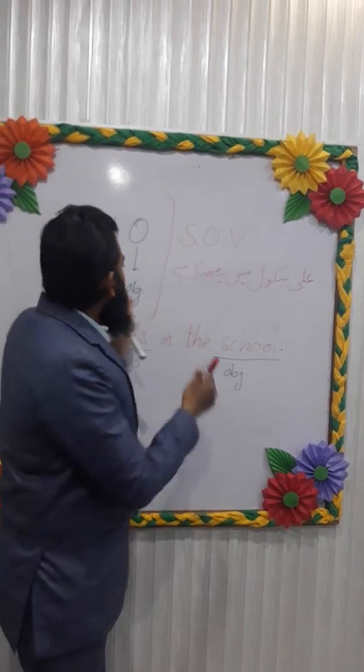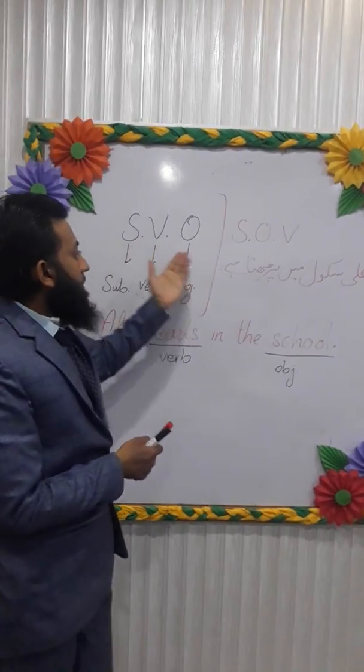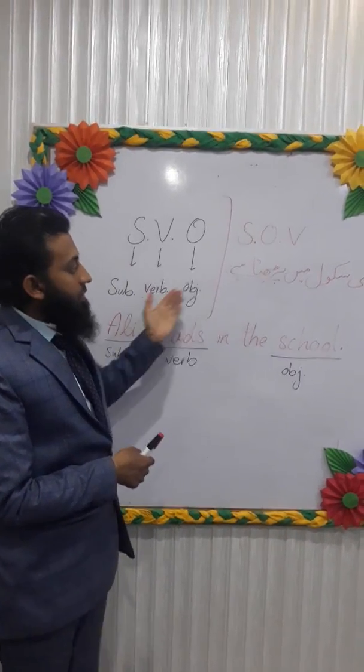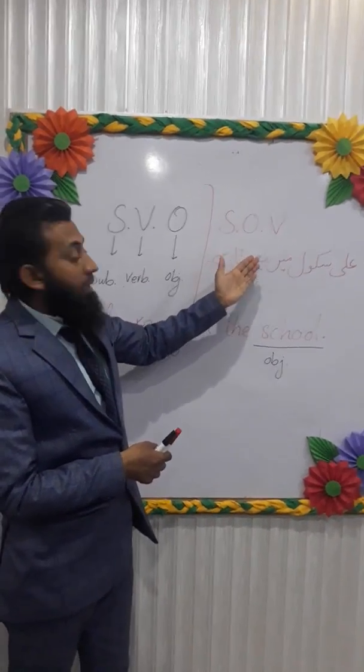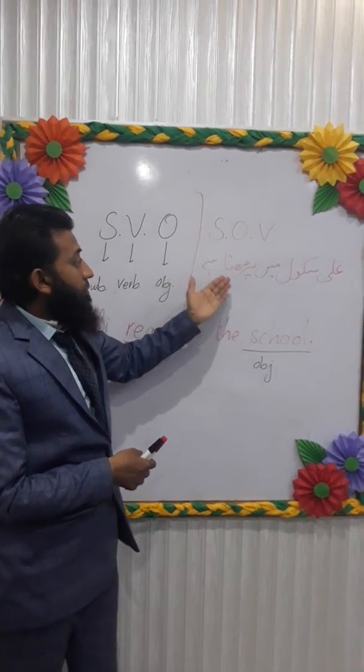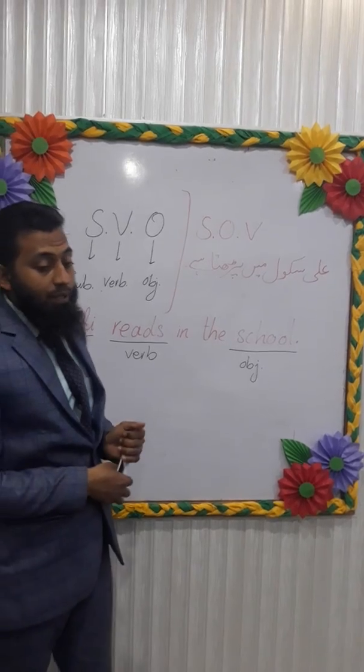So this is the main difference between SVO and SOV. SVO is the structure of an English sentence, and on the other hand, when we see the structure of Urdu, we come to know that SOV is the structure of an Urdu sentence.